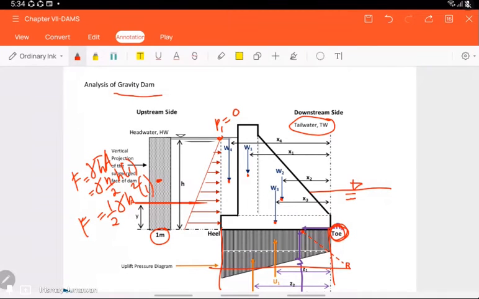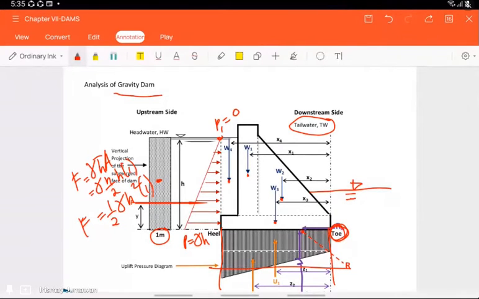Then as you go deeper, your pressure will increase. It increases with depth. So the formula is gamma times h at that point. So on the side of depth, if you would like to determine the pressure for a certain depth, you have to multiply the depth by the specific weight of the fluid.